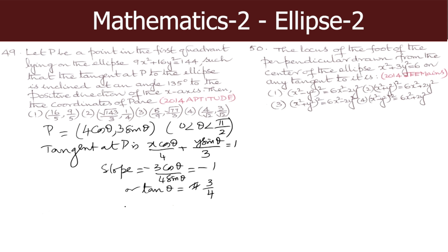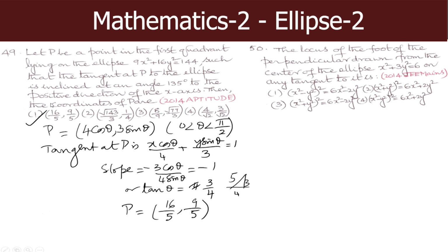So, what are the coordinates of P? 4 into cos theta. Tan theta is 3 by 4, the hypotenuse is 5, cos theta is 4 by 5, so 16 by 5, and sin theta is 3 by 5, so 9 by 5. So that is the point P, (16 by 5, 9 by 5), which is the first option.